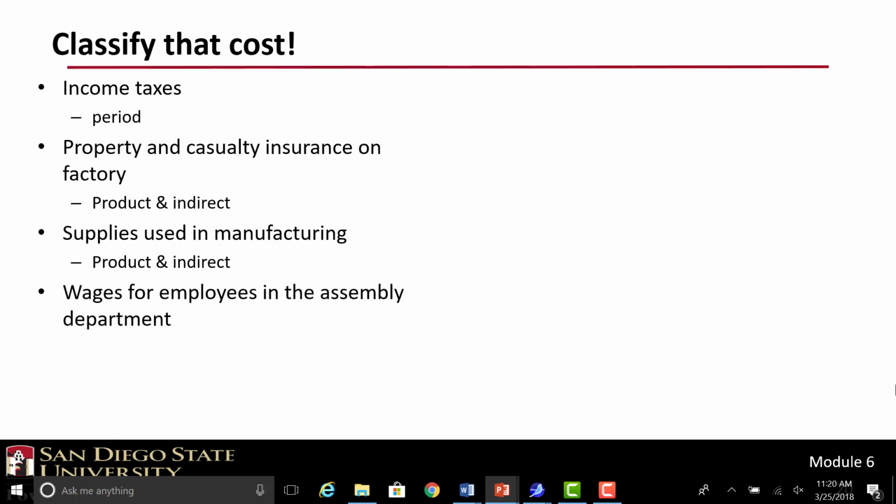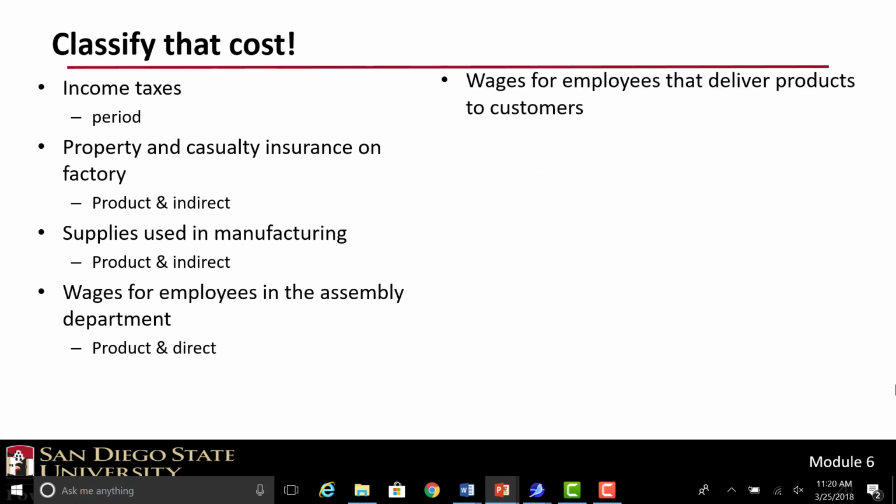Wages for employees in the assembly department, well, that sounds pretty much like it's associated with the product itself, and we can tie that directly to each assembly that we do. So that's a product and direct cost. Wages for employees that deliver our products to customers. Well, again, if this is a manufacturing business, then that is a period cost. The cost to deliver is not part of the cost of manufacturing.